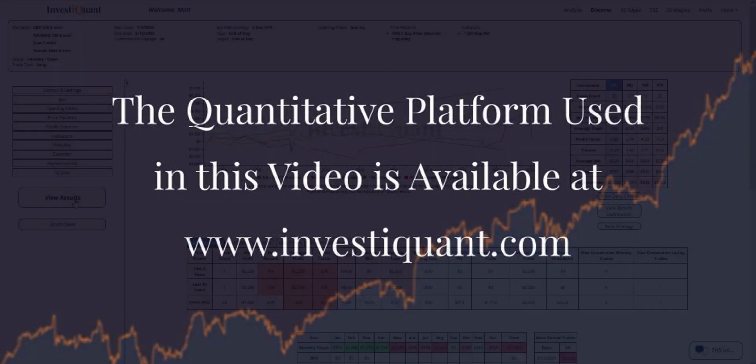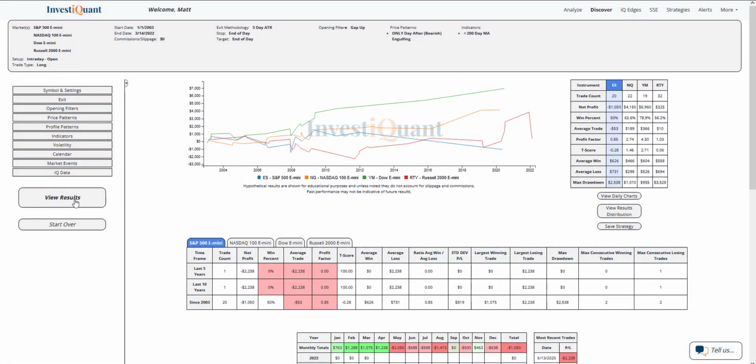And here we go. These are the results based upon entering the market long at 9:30 a.m. Eastern Time, exiting at 4:15 p.m. Eastern Time, when you gap up when the prior day was a bearish engulfing candlestick pattern that closed below a 200-day simple moving average. Historically, just 20 samples here in the S&P. We've got 22 in the NASDAQ, 19 in the Dow, 32 in the Russell.